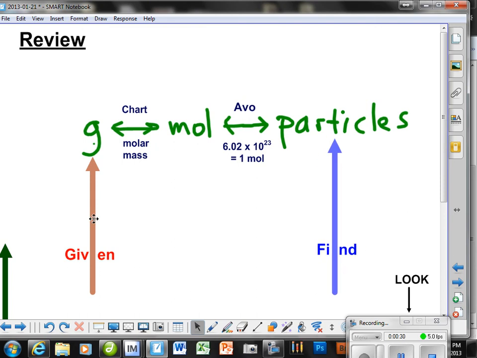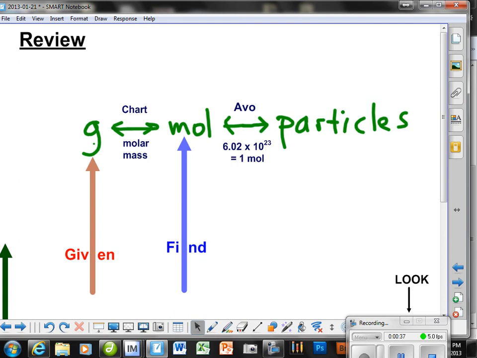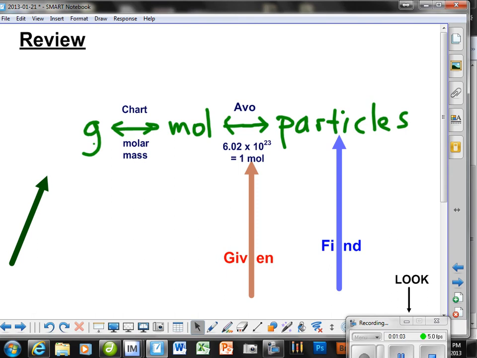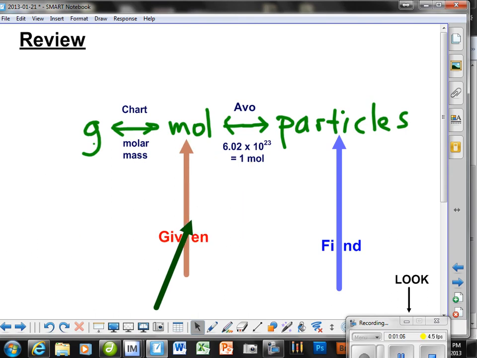Now, what you have to do is look at what is between the arrows. If I move the arrow for find over to the mole section, you're only going to have one thing between the given and the find, and that is the molar mass. So the molar mass, along with the given, makes a total of 2 fractions. Likewise, if the given was here and the find was here, we'd only have one thing in between the arrows as well, and that thing would be Avo, which is 6.02 times 10 to the 23rd equals 1 mole.